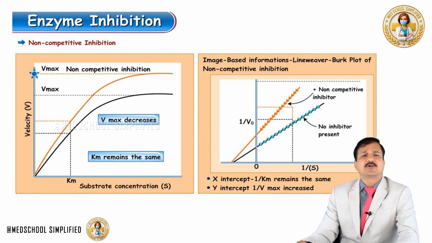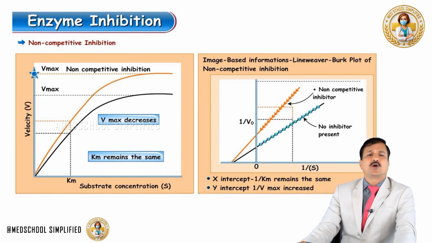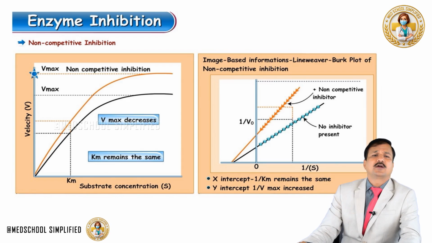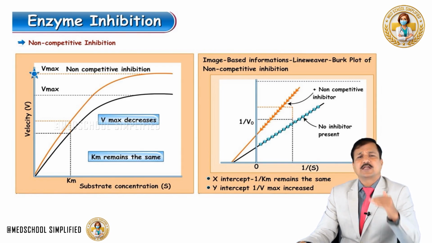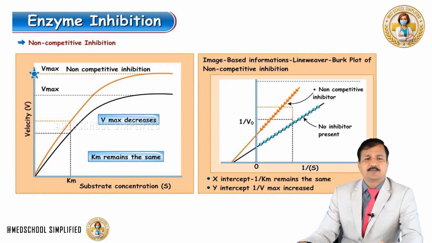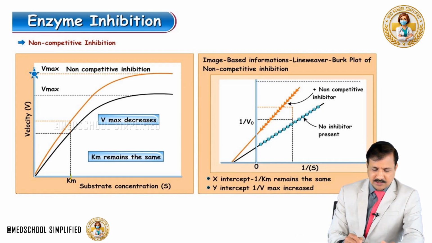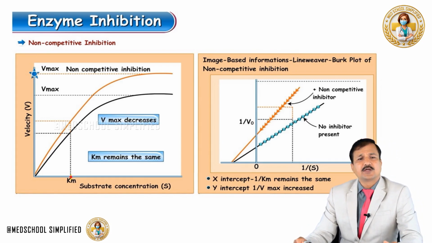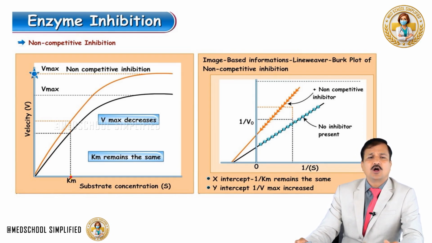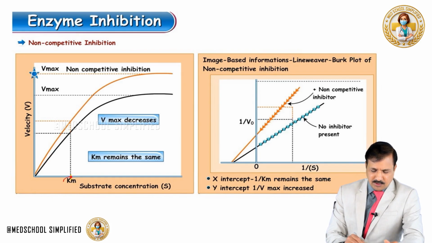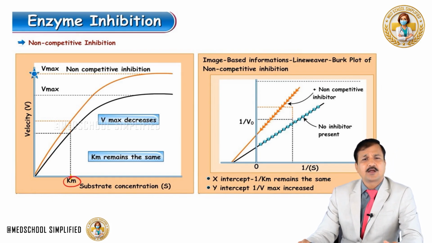On the left hand side, you are seeing a Michaelis-Menten plot, and the line which is red in color is in the absence of non-competitive inhibitor, where you see it has reached a maximum velocity, and you are also seeing the Km there, which is meeting on the x-axis. Now let's compare that with the blue line on the right hand side. Now look at the blue line. The blue line is in the presence of the non-competitive inhibitor.